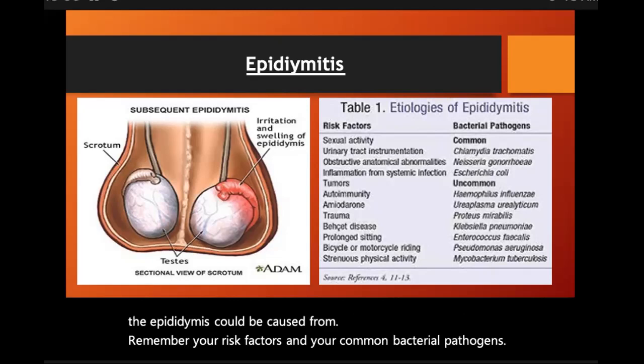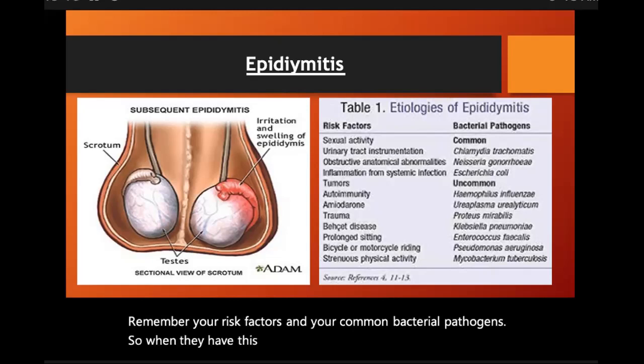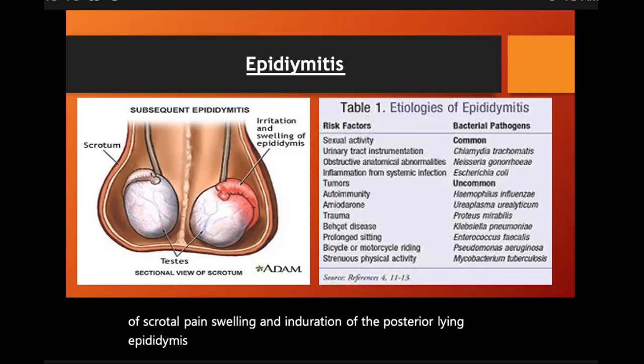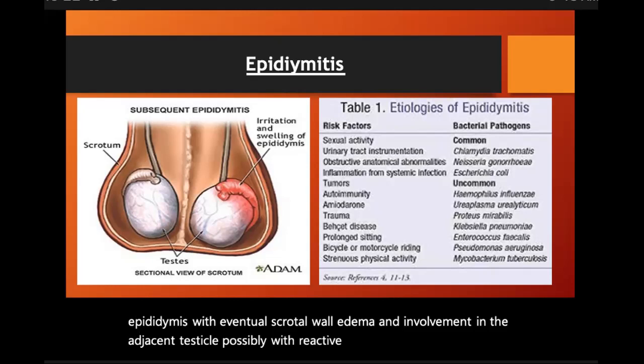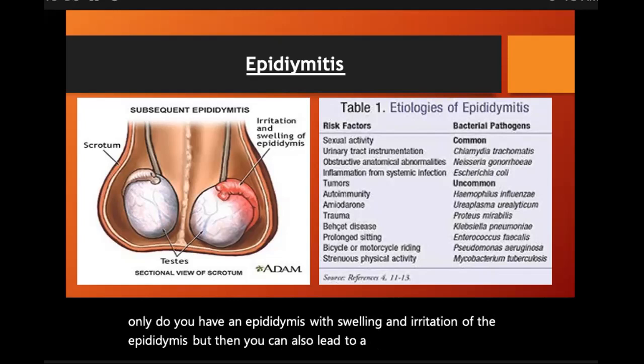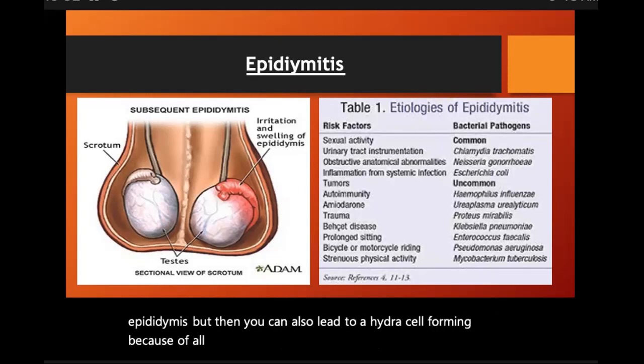So when they have this inflammation, these patients are complaining of scrotal pain, swelling, and induration of the posterior lying epididymis, with eventual scrotal wall edema and involvement of the adjacent testicle, possibly with reactive hydrocele formation. So not only do you have swelling and irritation of the epididymis, but it can also lead to a hydrocele forming because of all the swelling.